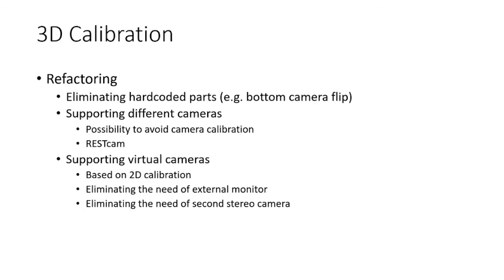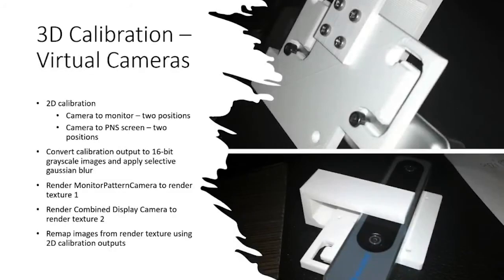Why is this good? It allows you to do the 3D calibration just by using one stereo camera. You don't need to have two of them, and you also don't need the external monitor. So these are two really good pros of using something I call a virtual camera.